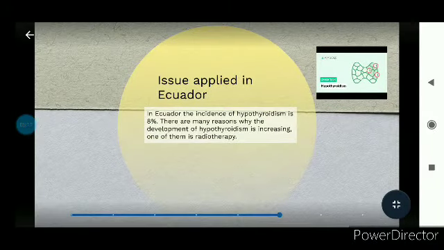In Ecuador, the incidence of hypothyroidism is 8%. There are many reasons for the development of hypothyroidism. One of them is radiotherapy.